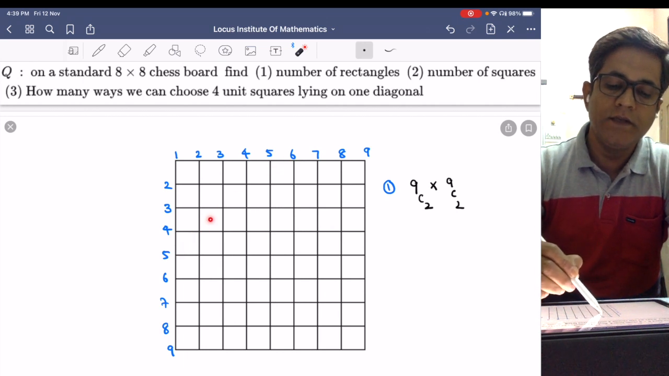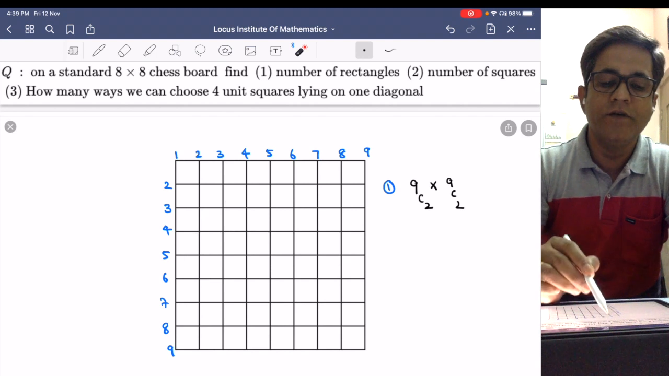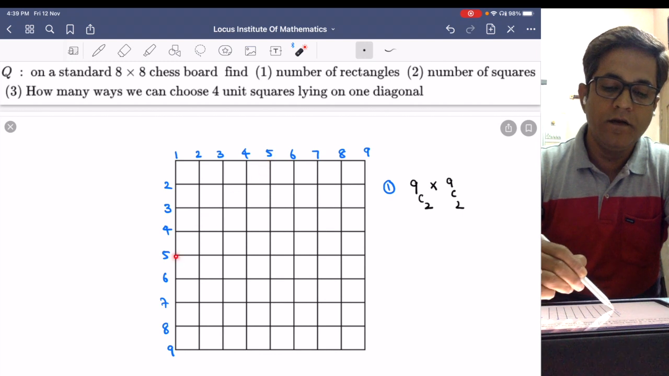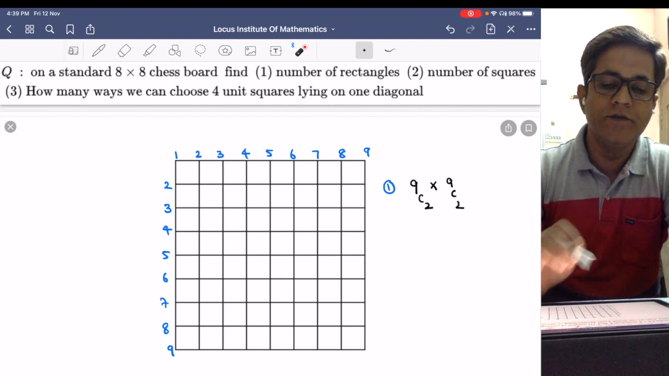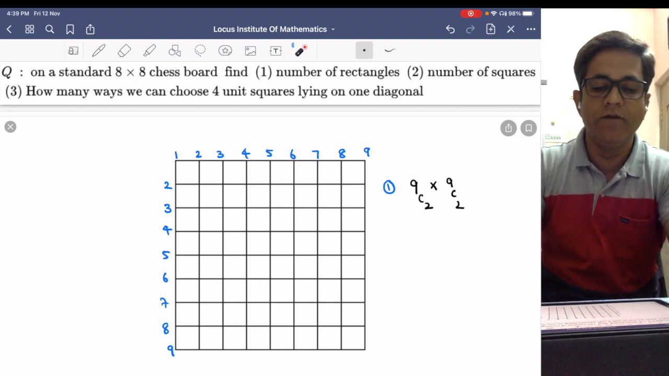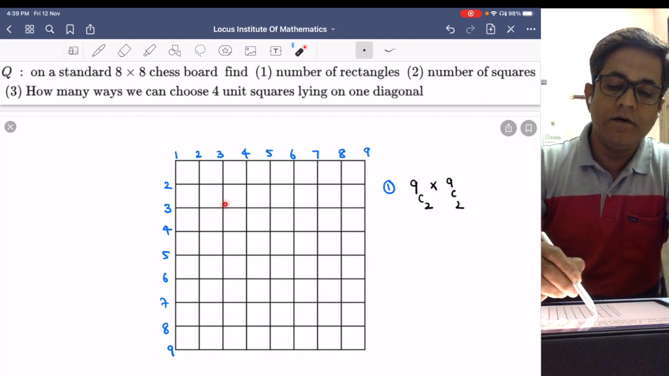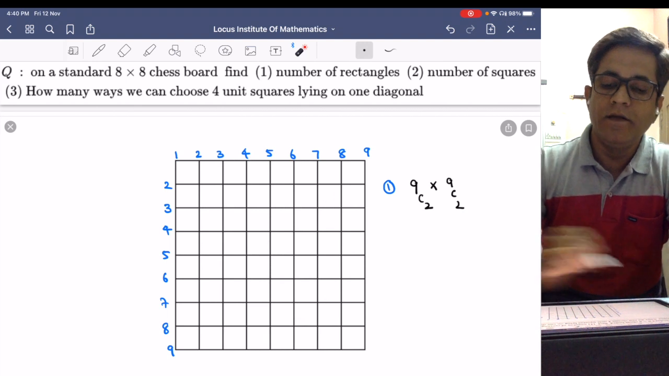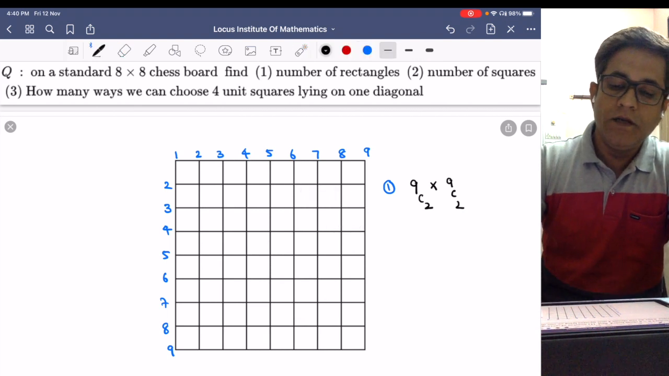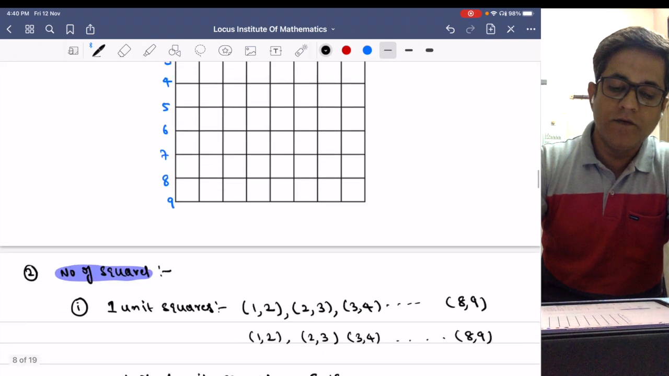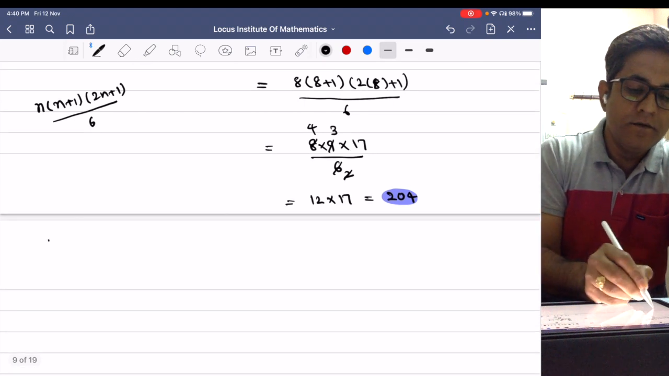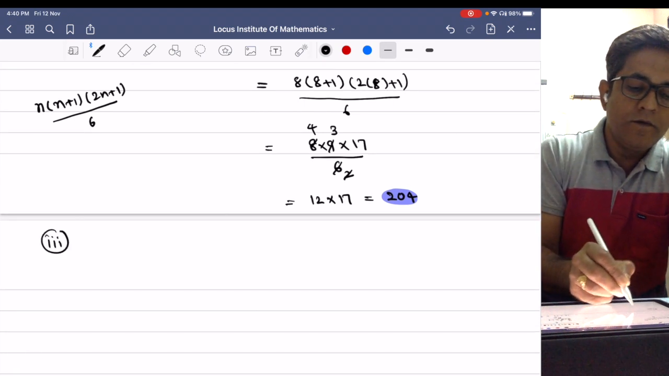If you consider this diagonal, it contains 4 unit squares. We need to select 4 unit squares. From the 4 unit squares on this diagonal, we need to select 4 unit squares. How many ways can we select? Only one way. Not only this diagonal, by symmetry we have this side also, this side also, similarly this side and this side. So the total number of ways is 4 ways.